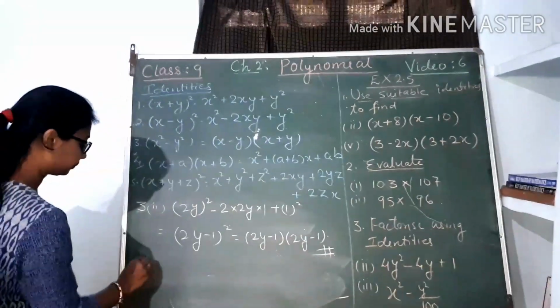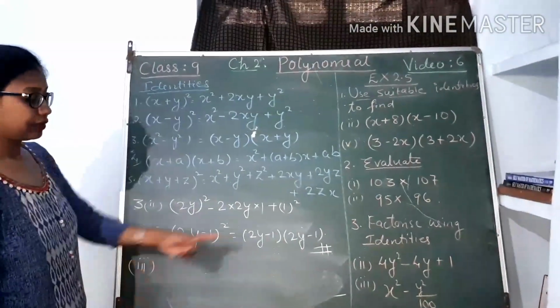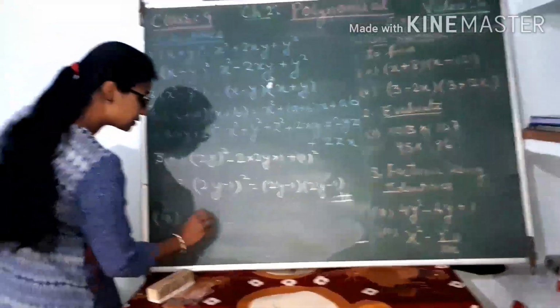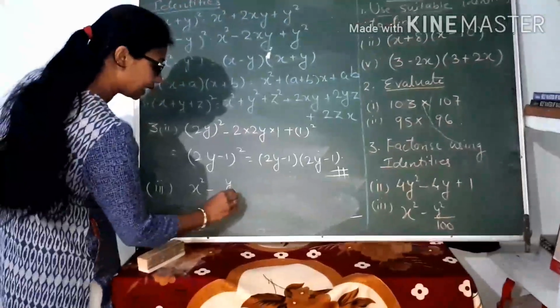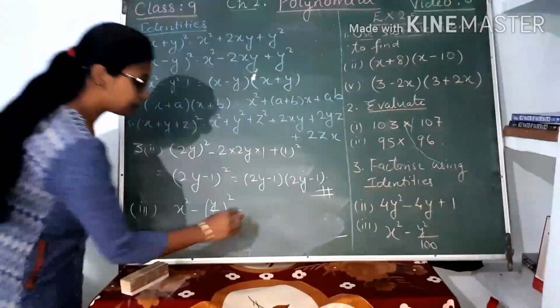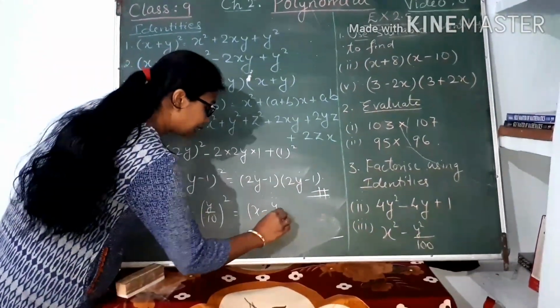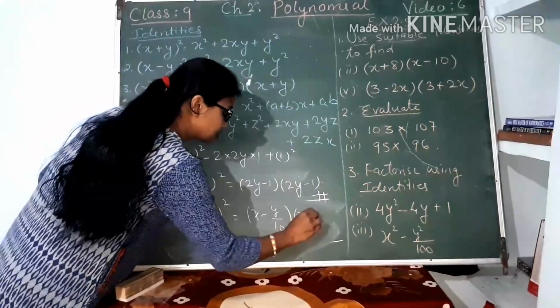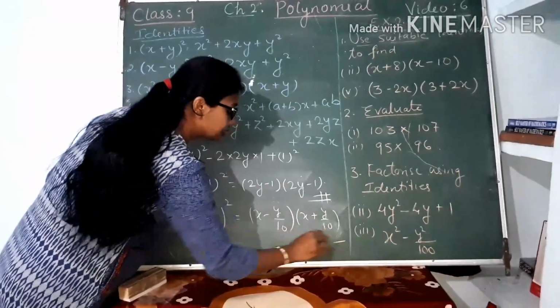Third part. It's very simple. x square minus y by 10 whole square, we can write down in a square minus b square form. Simply you can write down x minus y by 10, x plus y by 10. One line answer.